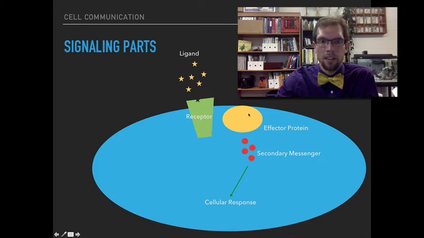This in turn can eventually lead to the activation of an effector protein, which will produce a second messenger. So the effector protein is distinct in that it's a protein, so it's going to have enzymatic activity, and then the secondary messengers are small molecules such as calcium or IP3 that are going to go on and have their own effects in the cell. We'll look at that in more detail in a future video. Ultimately, this leads to then a cellular response.